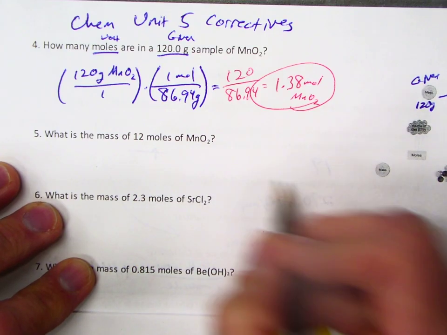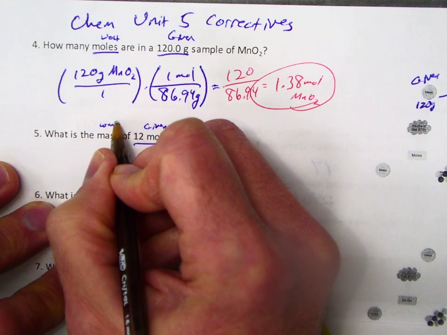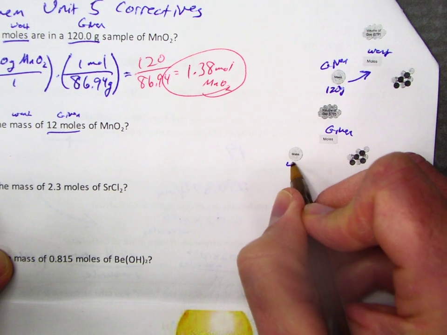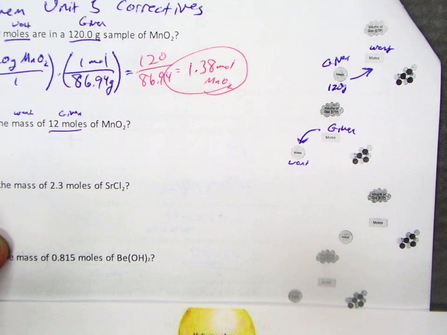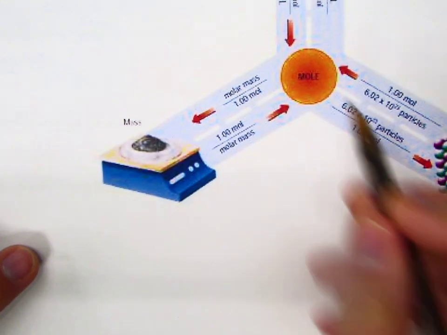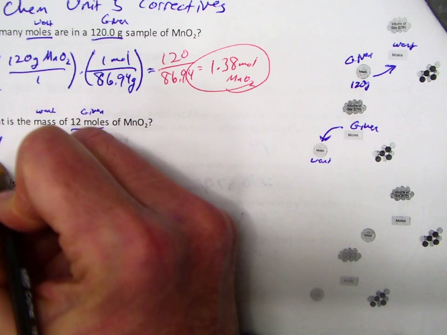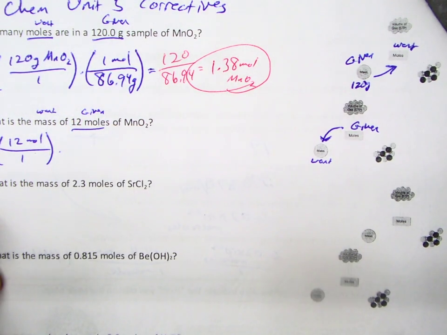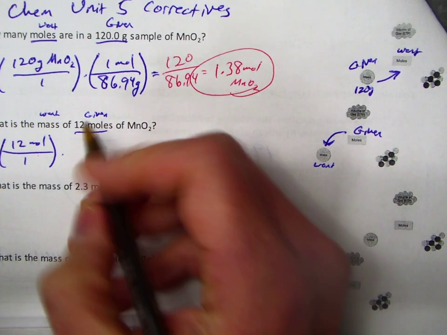So in this case, we're actually given moles. We want mass. So we're going to start over here, given moles, and we want mass. So we're going to go that direction. We're going to travel a different direction on our mole map. We're going to go from moles to mass. So let's go ahead and set this up. 12 moles over 1. And we're going to still use that same molar mass as what we had before. 86.94 grams per mole.